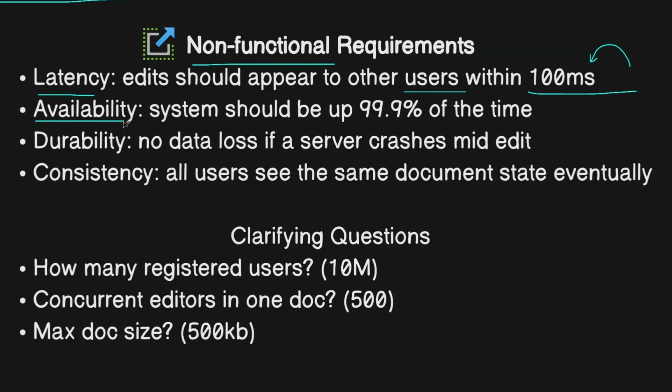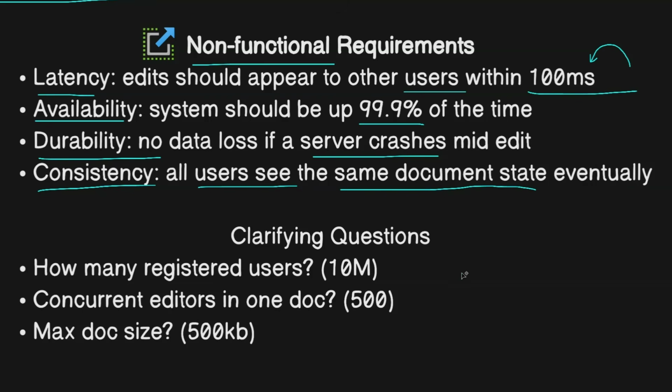Then we have the availability. For this one, let's just go with a standard 99.9% of uptime. When it comes to durability, no data should be lost if a server crashes in the middle of the edit. So we should maintain this state locally on the client side as well, so that if the server didn't acknowledge the changes that we made as an edit, then we should be able to retry that edit with the server. And another important part is consistency, which means that all of the users should see the same document state eventually.